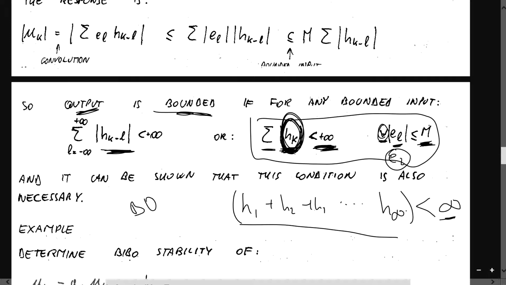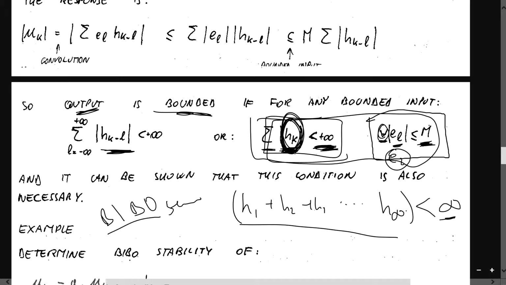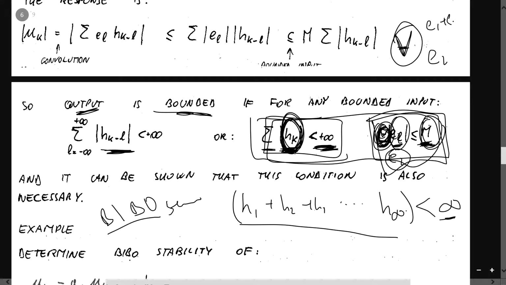Bounded output stable. So in total, you have BIBO input, BIBO output. This thing is your output, this thing is your input. Your E to the power of L must be smaller or equal to M. And this symbol over here, this inverted A, tells you that for all of the EL, from E1, E2, E3, etc. to E infinity, it must be smaller than M. So in total, these are all the bounded input, bounded output.